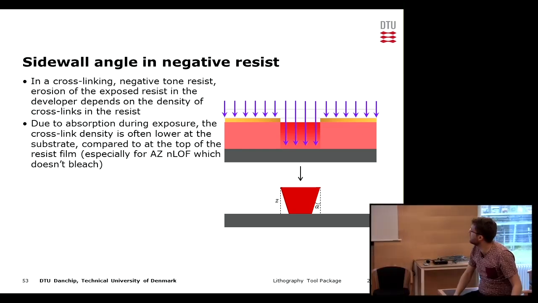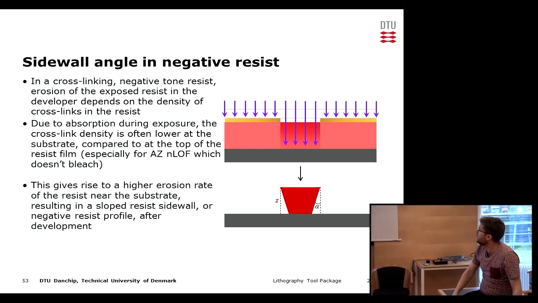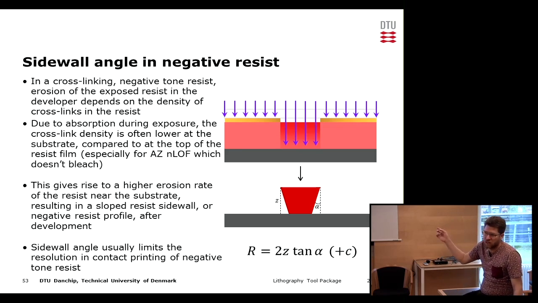So that's why we get something that looks like this. So again, the erosion rate is higher near the substrate because the effective dose was lower there. So we get this kind of profile after development. Sometimes this can actually limit the resolution, because if the footprint becomes so small that it doesn't stick to the substrate anymore, then it just goes away. And we have the problem that even though the resolution of our lithography process is high enough to achieve this, the adhesion is not strong enough to keep the structure there.